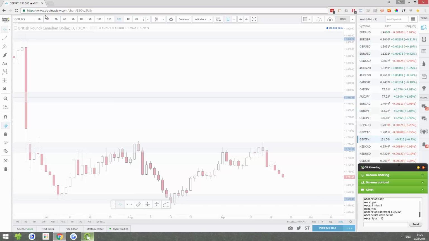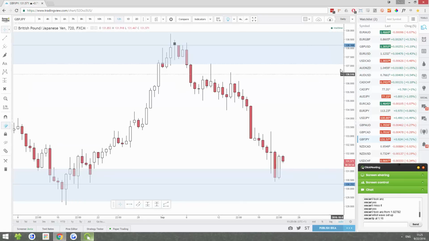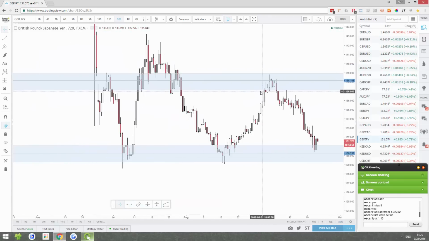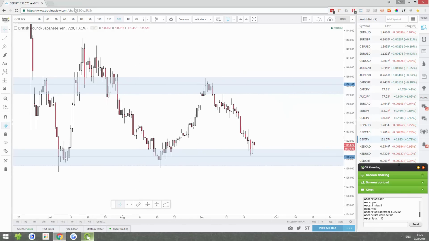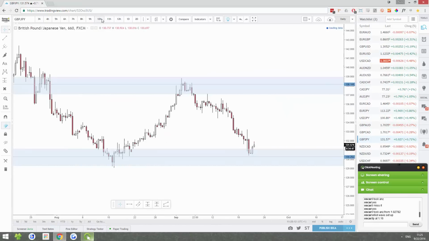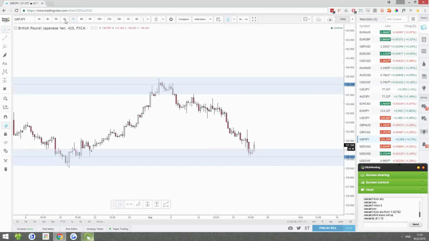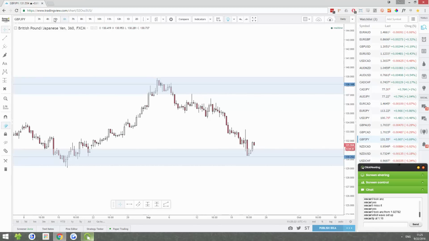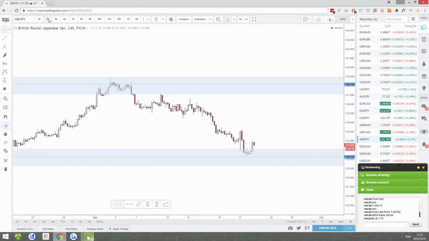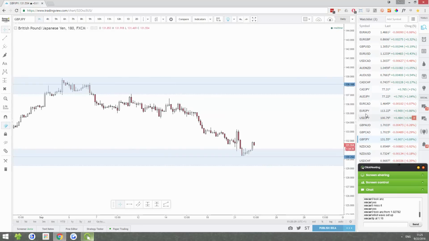to GBP JPY, which is also going to load slow apparently. I don't know if it's my internet today or if it's TradingView being laggy, but it's kind of annoying. Did anyone enter long on GBP JPY? GBP JPY had the same setup as Euro JPY and USD JPY.